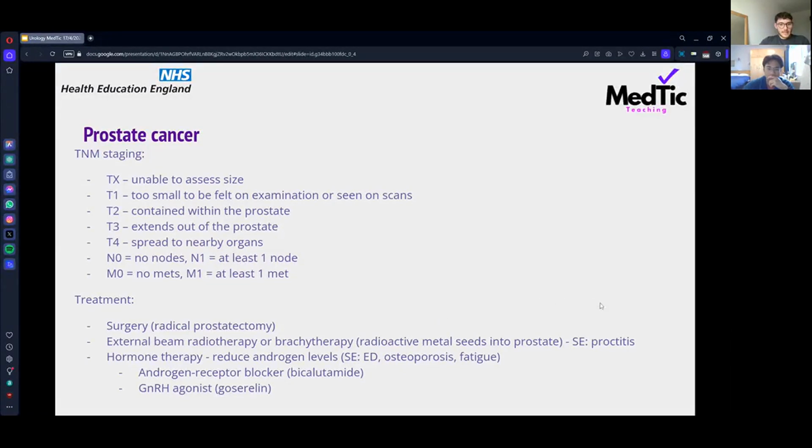Hormone therapy, again, all with the aim of reducing androgens, because that's one of the driving factors for developing and advancing prostate cancer. So you have your androgen receptor blockers and your GnRH agonists, and you have to counsel them on risk factors there: erectile dysfunction, osteoporosis, fatigue, and potentially the risk of gynecomastia as well. And then chemotherapy is an option, but really only if it's metastatic disease.